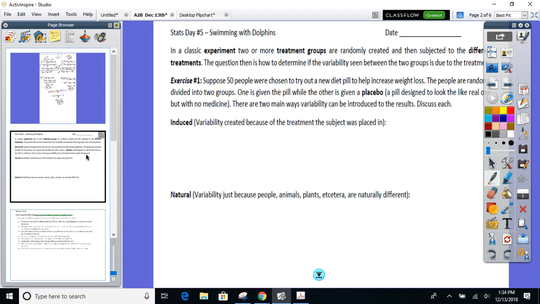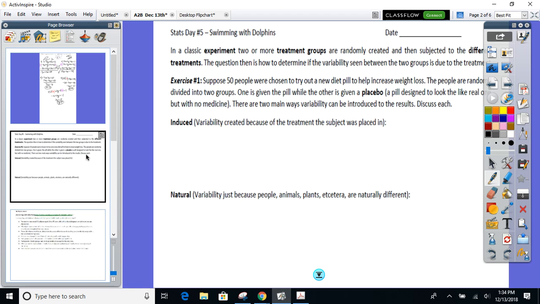All right. So let me just talk about a couple things first. So you see in this first exercise, I have 50 people, and we're going to try out a new diet pill for weight loss. All right. So I divide them into 2 groups. One got the pill, the other one got the placebo. Typical controlled experiment. All right. The people in the pill group lost weight. Did they lose weight because of the pill, though?